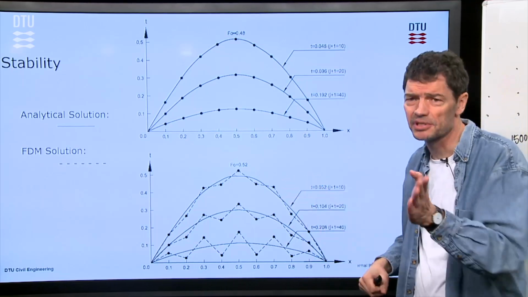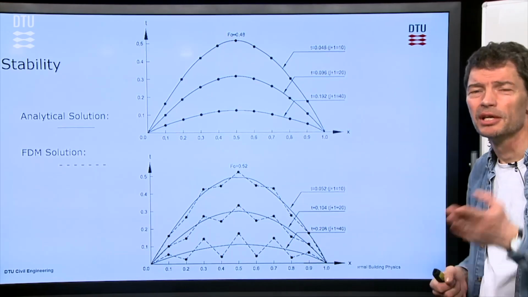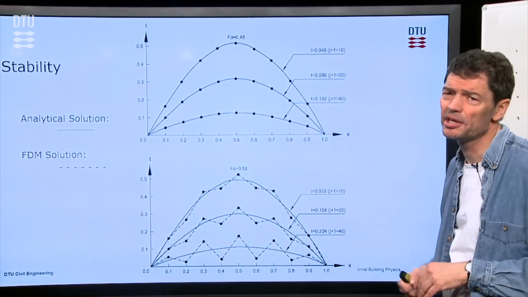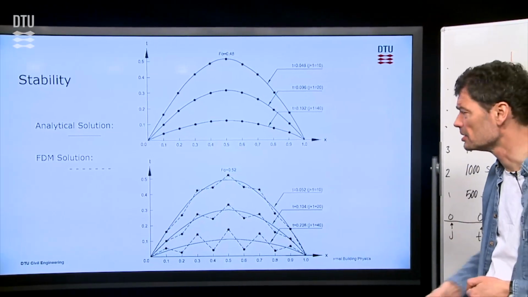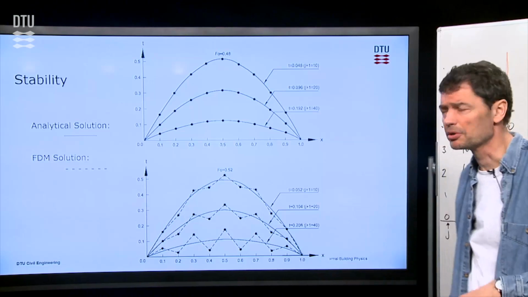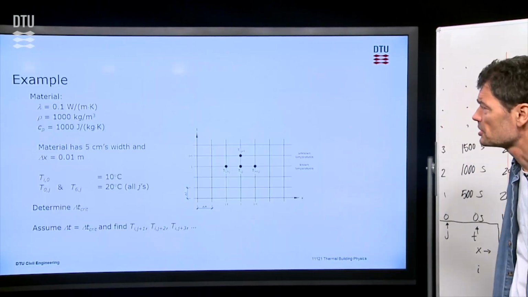And this you can try for yourself. In the example I'll show you soon, you can try to change the Fourier number. Then you see what instability really means. You sometimes get very absurd oscillations in the results.